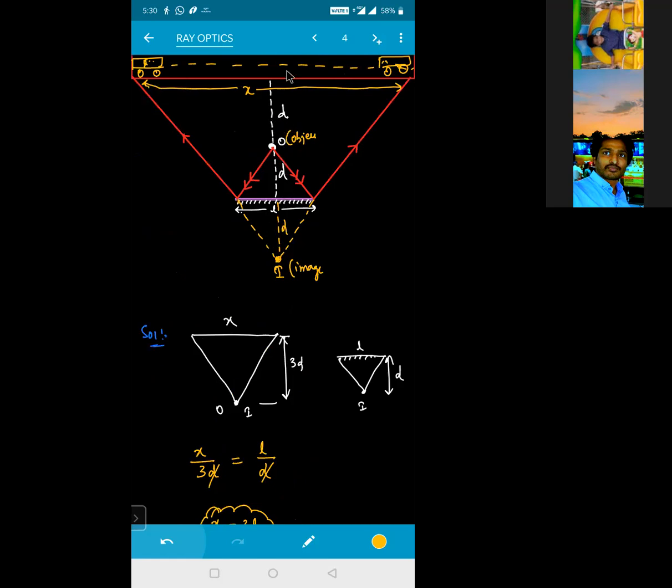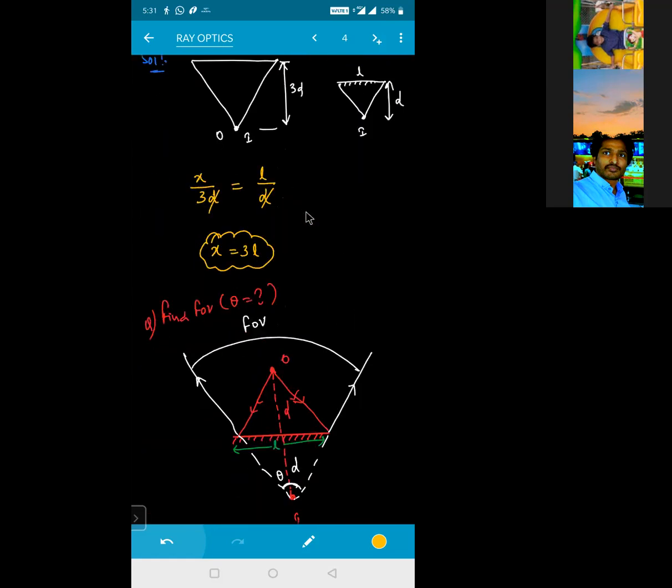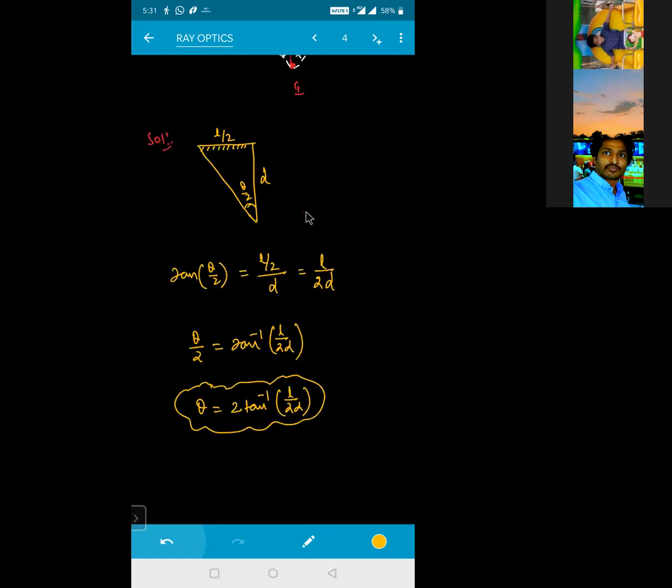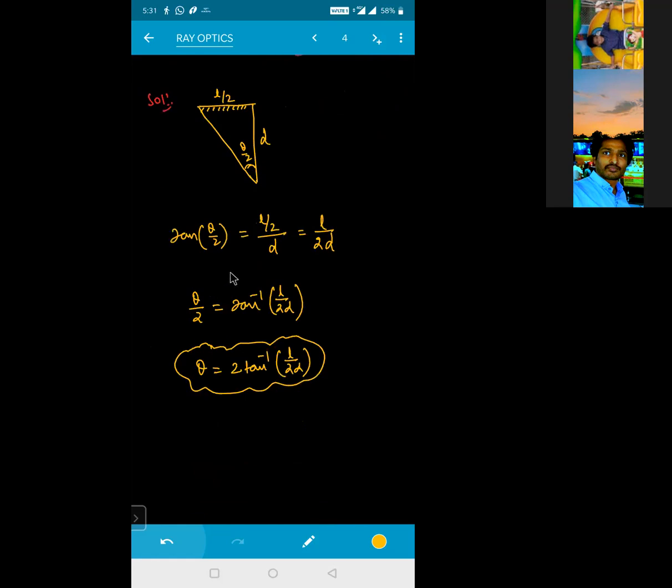Because this distance is not known to me, I can't take this one as L by 2. But here I can take it right now, and we'll be getting the same answer. So whenever we have to find theta, we use the triangle concept, and for the linear distance, you use the similar triangle concept. Clear? Any doubt?